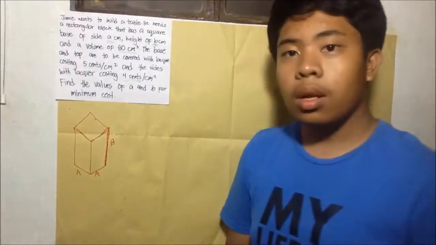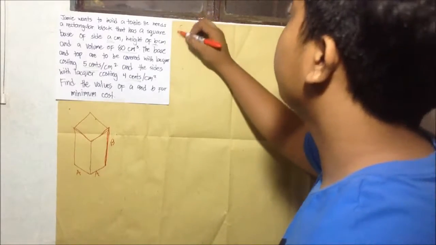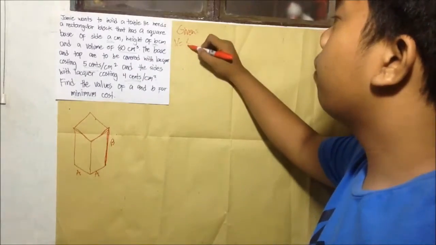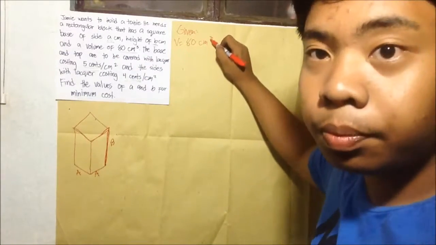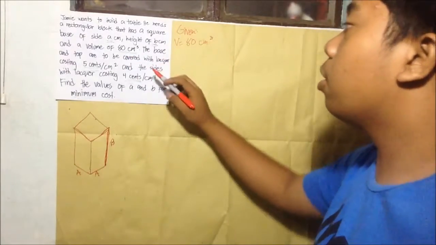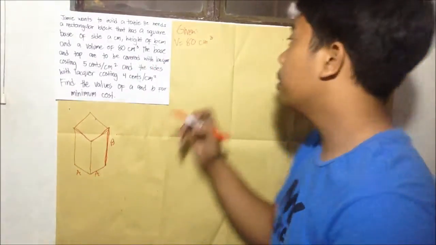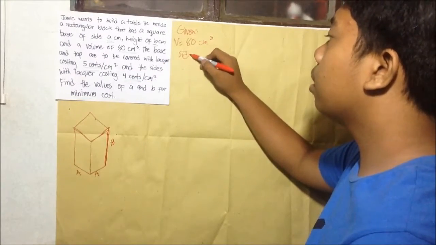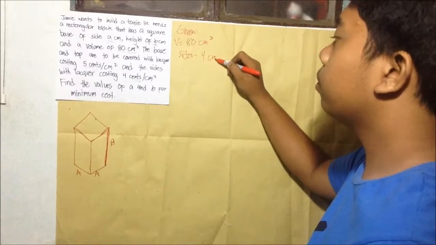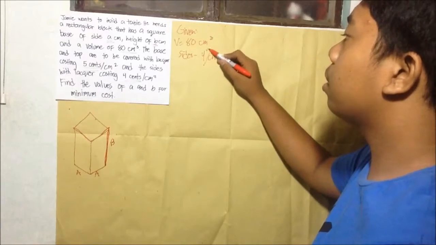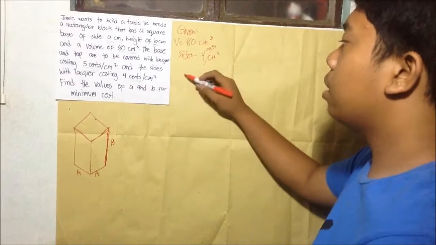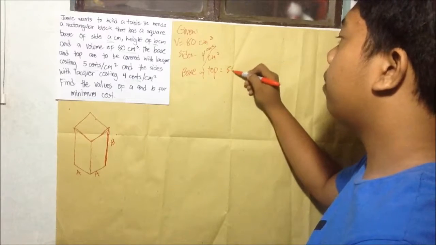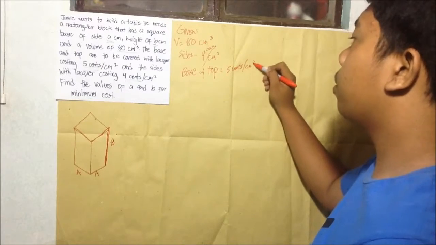Now, in the given for our problem, the volume is 80 cm cubed, the base and top to be covered with lacquer is 5 cents per cm squared, and the sides is 4 cents per cm squared.